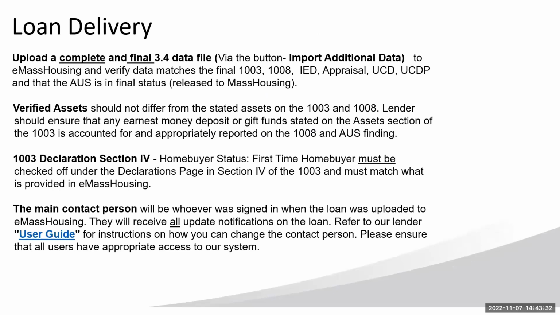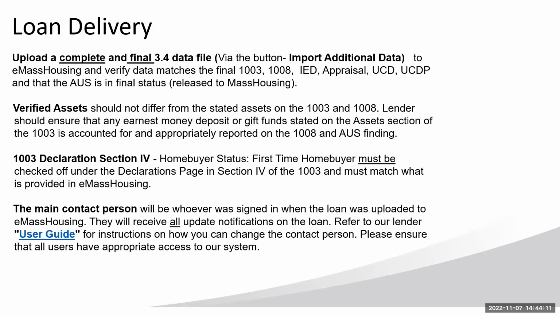Loan delivery. Upload a complete and final 3.4 data file by using the button Import Additional Data to MassHousing and verify that the data all matches the final 1003, the 1008, appraisal, UCDP, UCD, and the AUS. Must be in final status before being released to MassHousing. It's critical that that 3.4 data file be totally complete for the first and second mortgage upon uploading. Otherwise, this could impact our turn times.